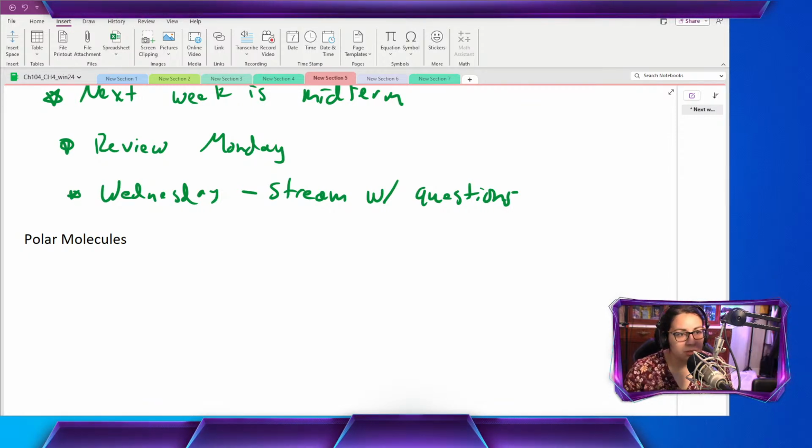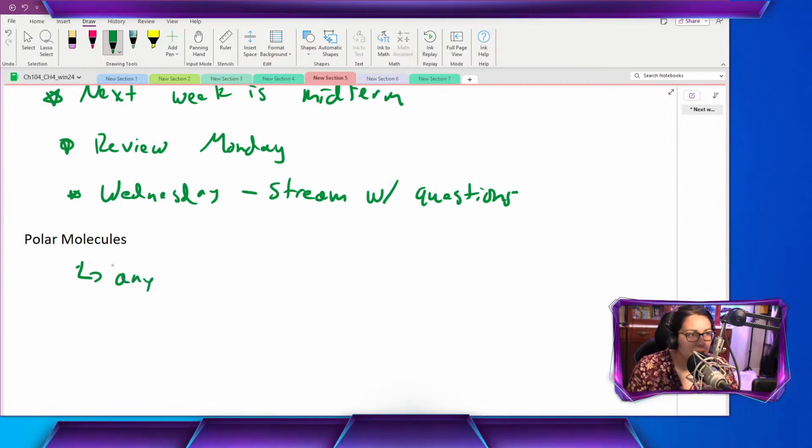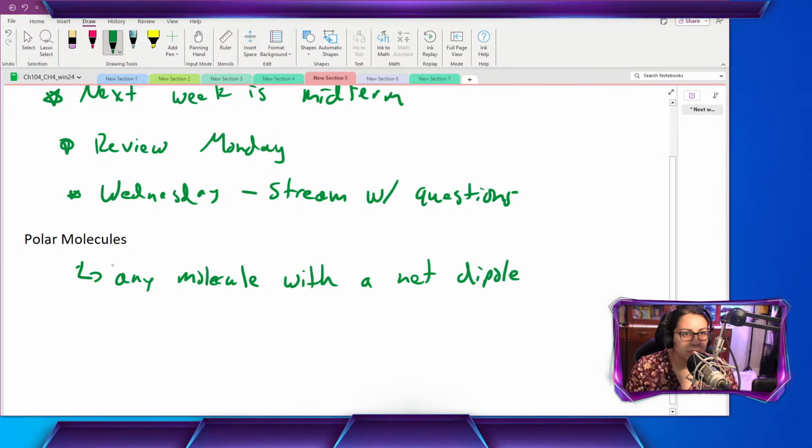All right, so let's talk about polar molecules then. We have to determine what is a polar molecule. A polar molecule is any molecule with a net dipole. Now, what does this mean, though? So we said it has a net dipole moment.